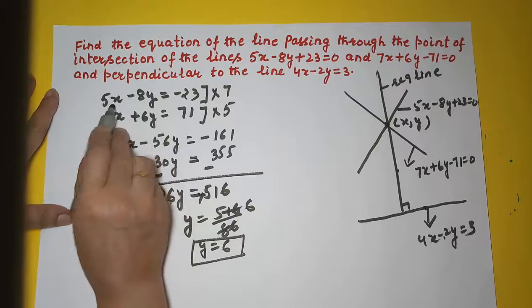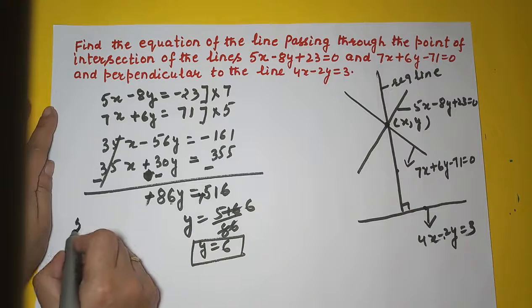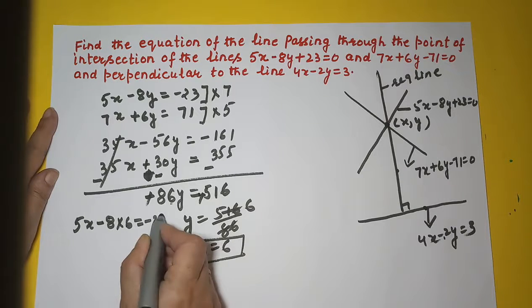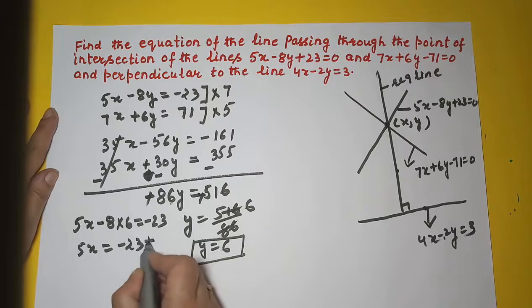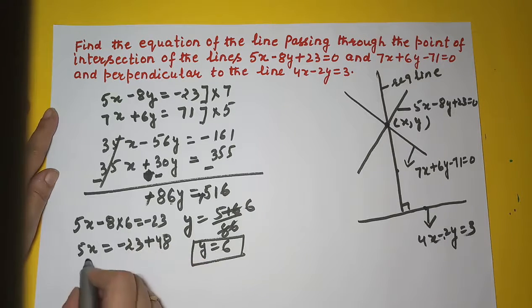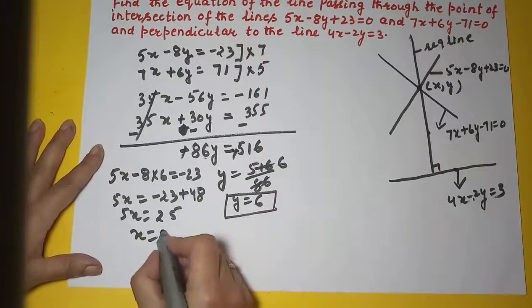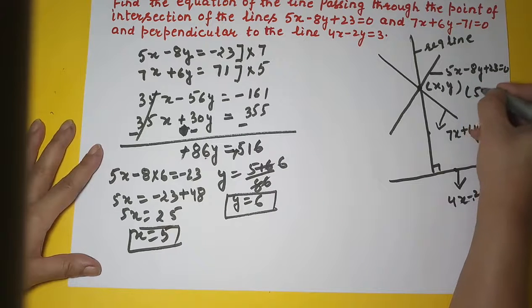Now you will substitute the value anywhere here to find the value of x. So let's substitute here. 5x minus 8 into 6 is equal to minus 23. So 5x is equal to minus 23 plus 48. I have shifted this to this side. So 5x is equal to 25. So my x will be 5. Alright. So now I have found this point. What is my point? (5, 6).